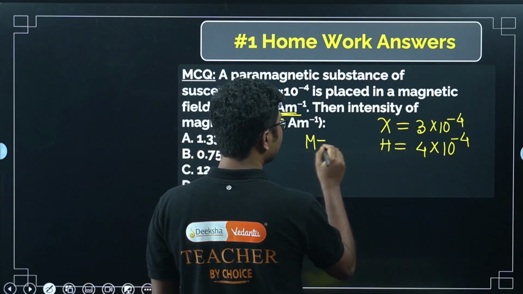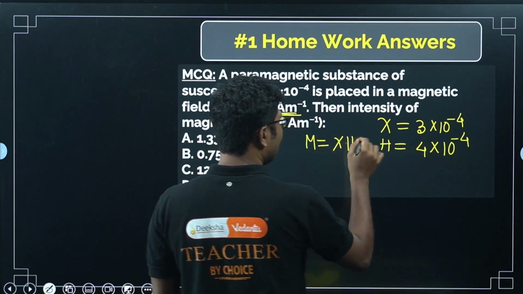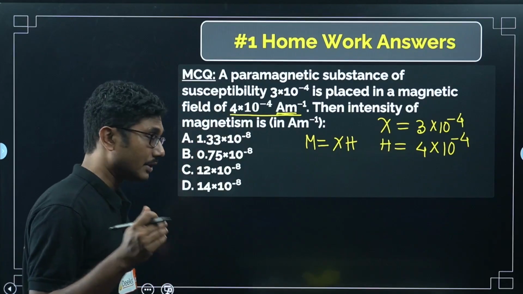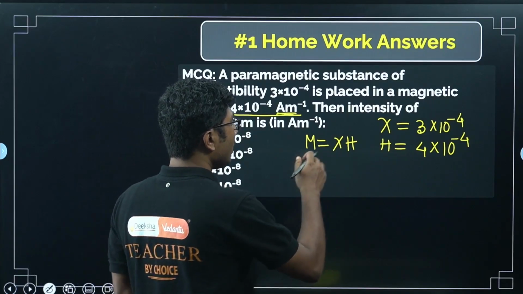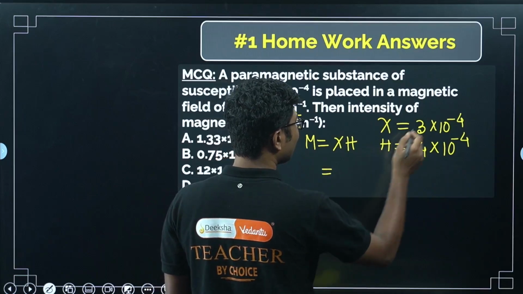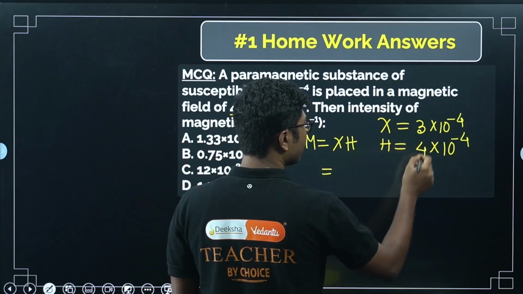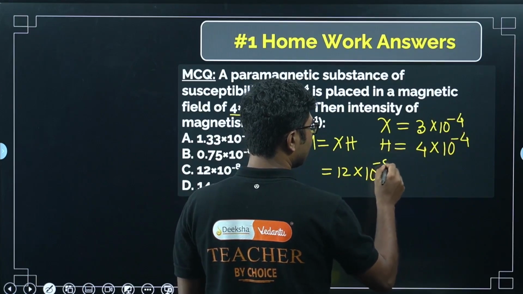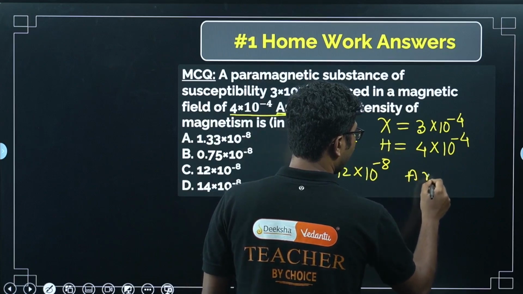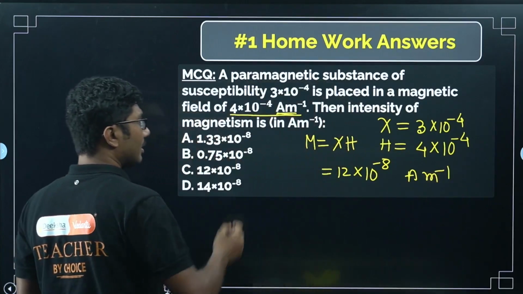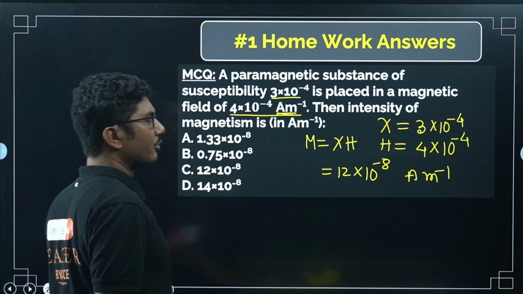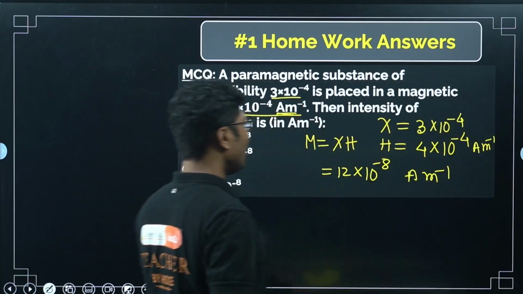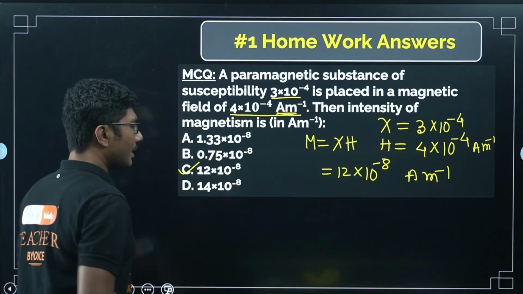Now we know that M is basically chi times H, right? That's how we substituted in the formula and calculated the relative permeability. So here we simply need to multiply these two values. 3 4s are 12 times 10 to the power of minus 4 minus 8, ampere per meter. Since chi is a unitless quantity, we don't need to worry about it. It is ampere per meter, so the magnetic intensity is 12 times 10 to the power minus 8.